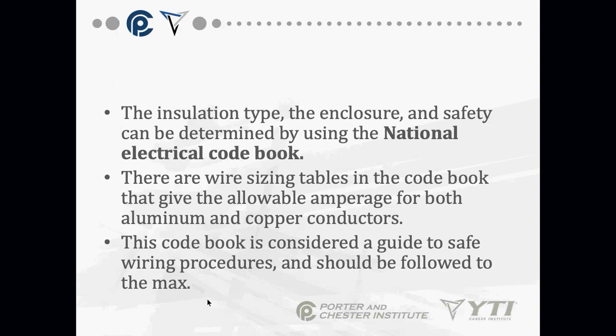The insulation type, the enclosure, and the safety can be determined by using the National Electrical Code Book. Okay, there are wire sizing tables in the code book that'll give you the allowable amperage for both aluminum and copper conductors. Okay, the code book is the guide for wiring.